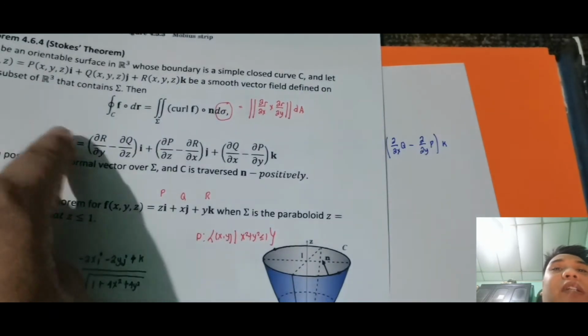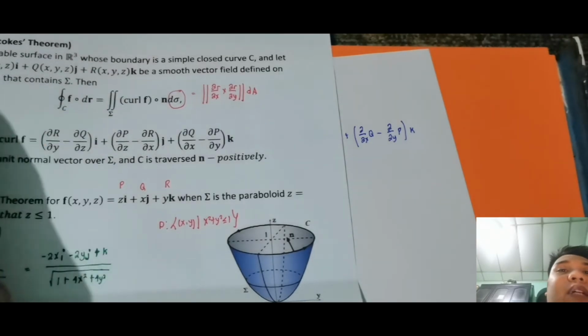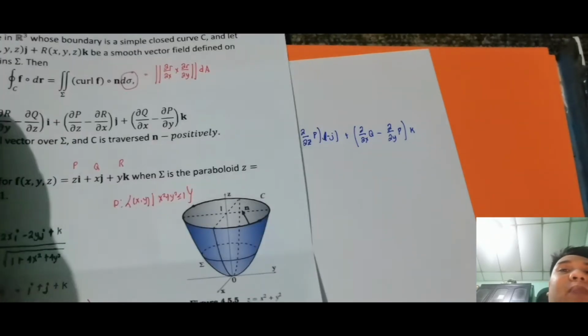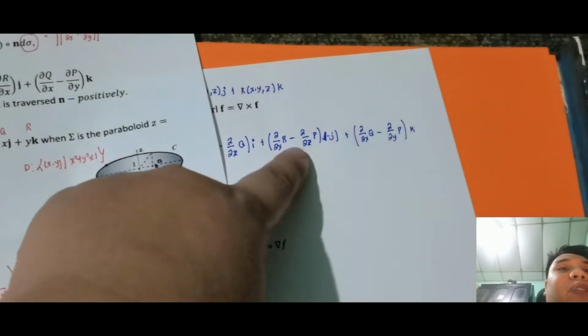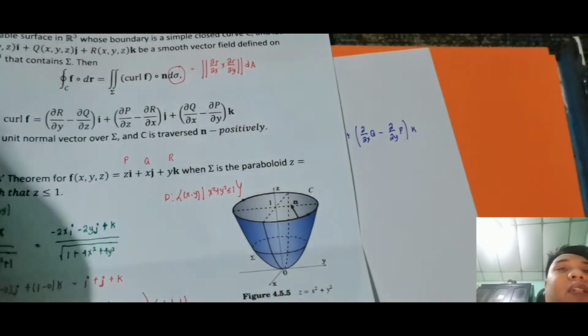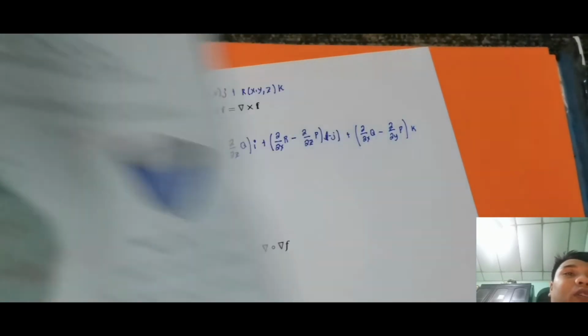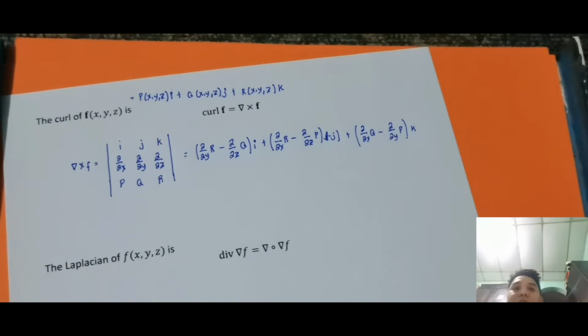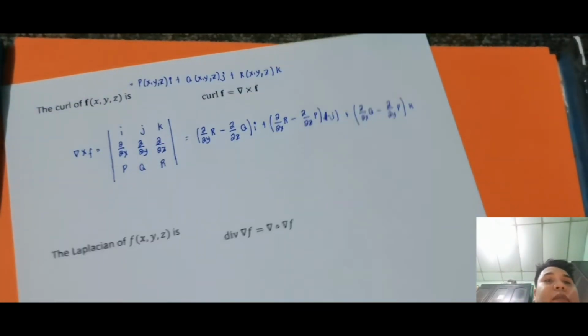So the curl is partial derivative of R with respect sa y, minus partial derivative of Q with respect sa z, sama i. And partial derivative of P with respect sa z. So yun nga, magiging positive kasi ito dahil sa negative. Then minus partial derivative of R with respect sa x. Then partial derivative of Q with respect sa x minus partial derivative of P with respect sa y. So ganun yung derivation niya. Okay, so imagine na nabigay na ng formula. So ito yung gagamitin natin na formula.